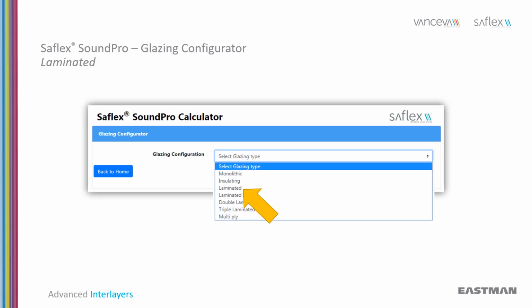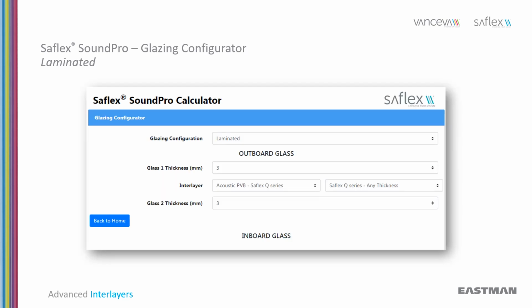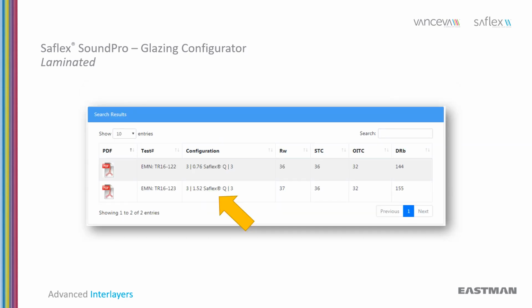My next choice is going to be a laminated single glazing unit. Here you can see I selected laminated, and I have a 3 millimeter inboard glass and a 3 millimeter outboard glass. I have also selected the Saflex Acoustic PVB Q Series, and I've selected it in any thickness. For this, you can see my results show up, and you can see the glass is restricted to the 3 millimeter glass that I put in, but I have a couple options in interlayer thickness.